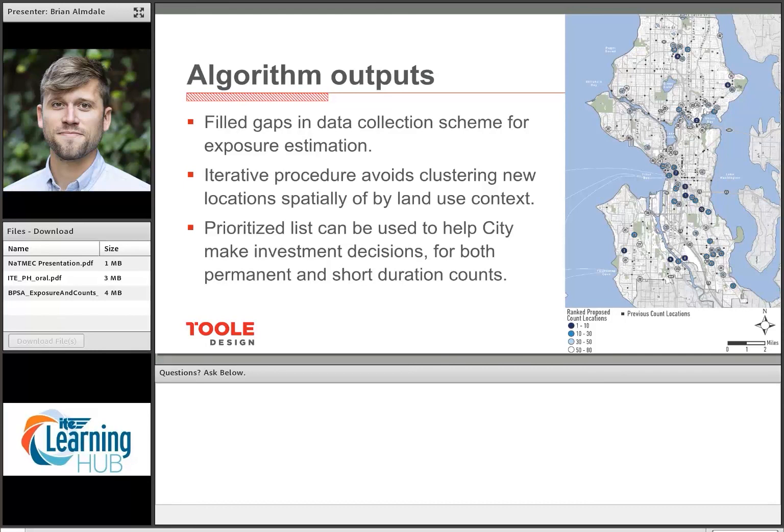The process has been designed to be an iterative procedure to avoid simply placing all of the counts in a location that is currently a gap, but looks at what gaps will exist in the future as more counts are conducted. The output of this approach is a prioritized list that the city can use to make investment decisions for both permanent and short-duration counts. This will also lead to a more robust count program and more refined volume estimation and safety performance functions.